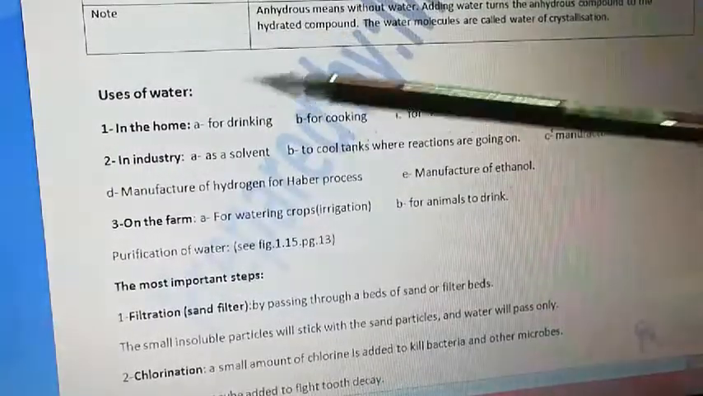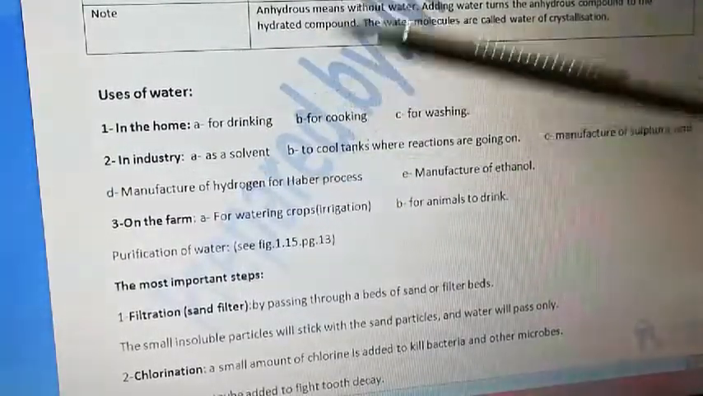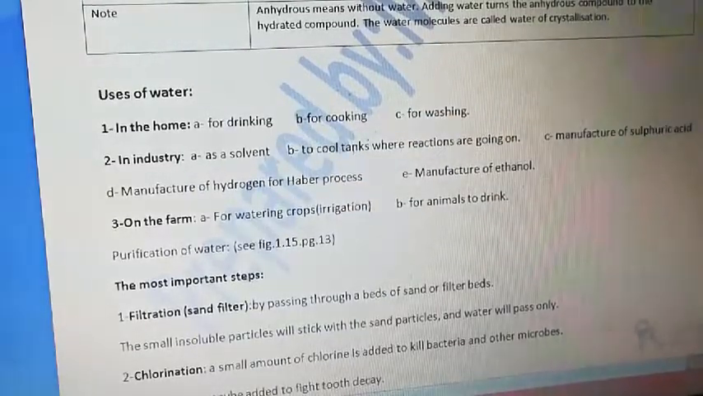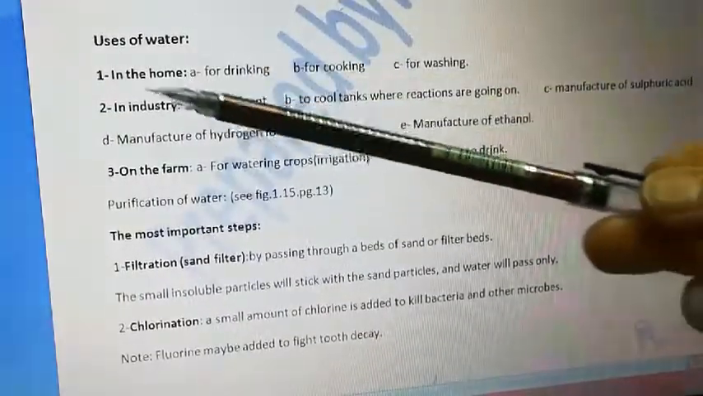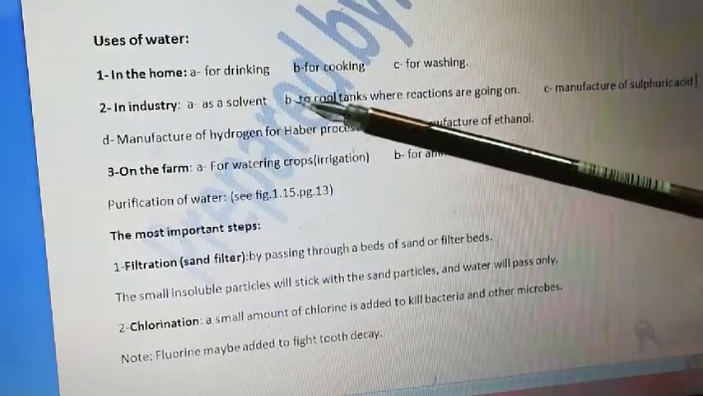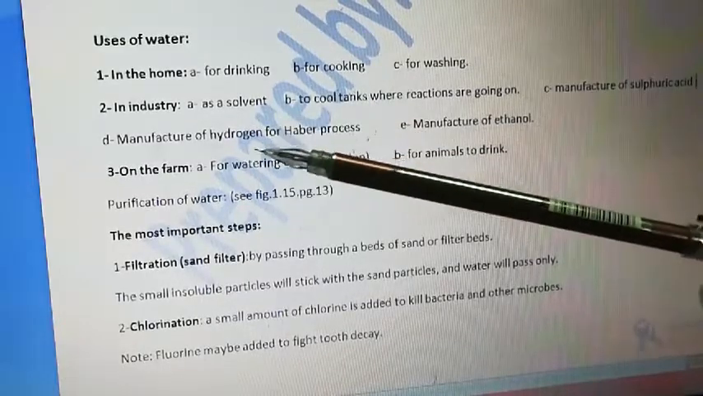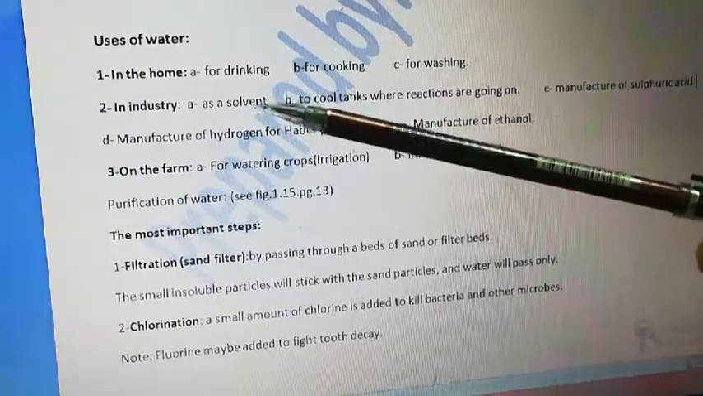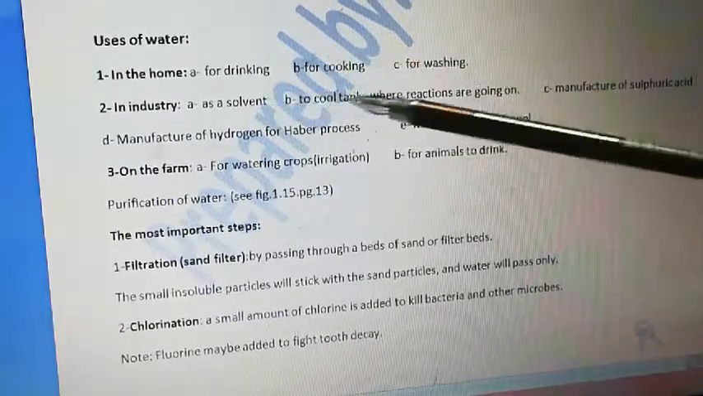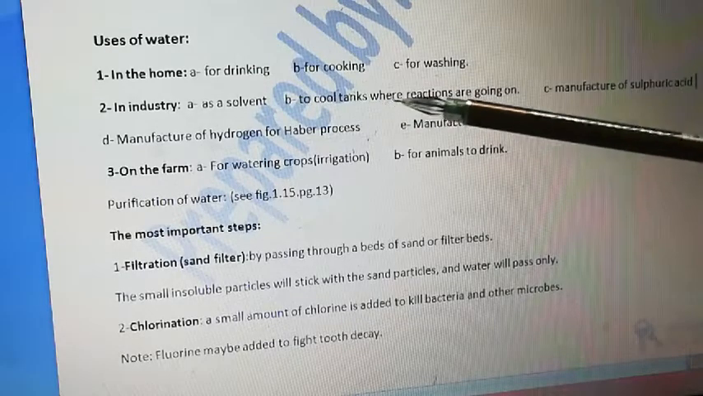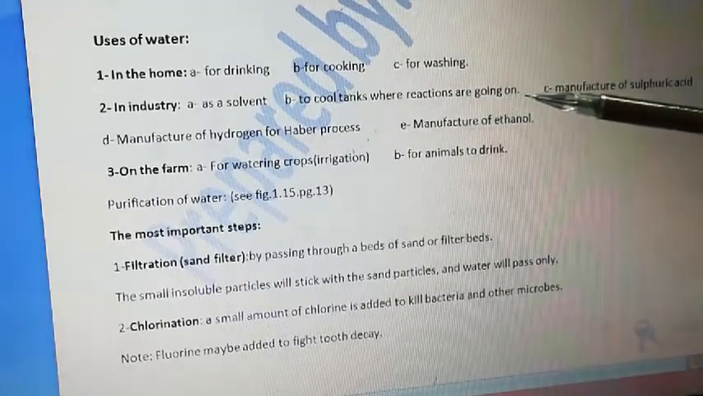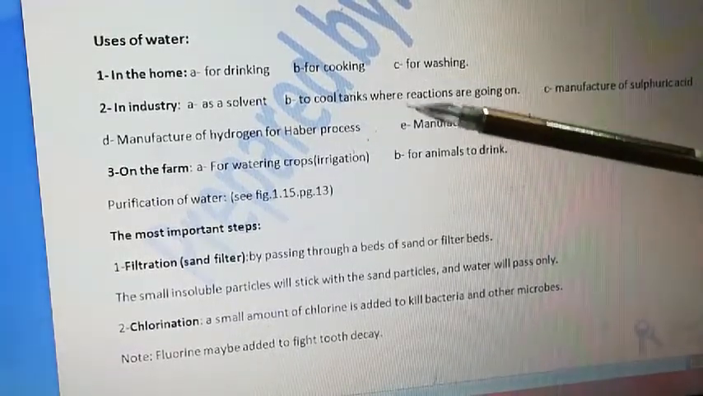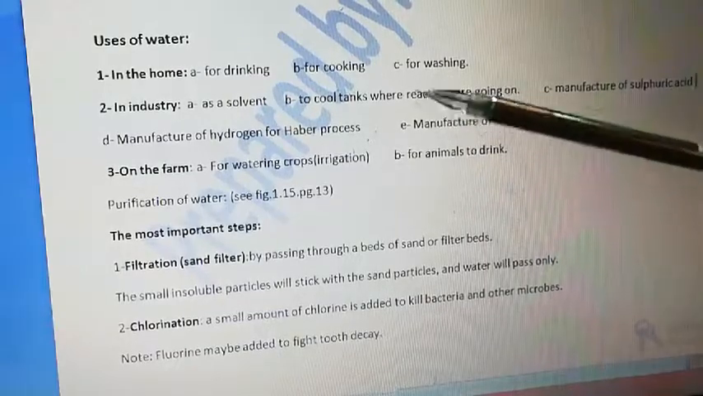Now, what are the uses of water? Of course, at home for drinking, cooking, washing, or any other use that you want. In the industry as a solvent, as we said that we add water to many chemical reactions as a solvent. And I think that you have taken this in biology also. To cool the tanks where the reactions are going on. In many reactions, we need water just as a coolant to cool the engines or to cool the tanks that are storing the chemical reaction.